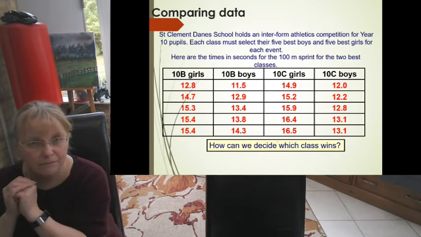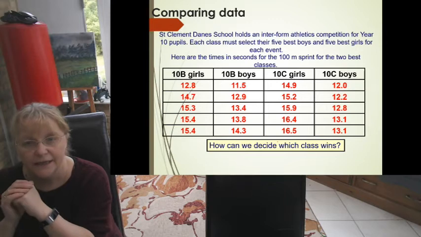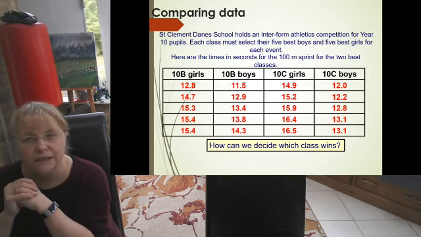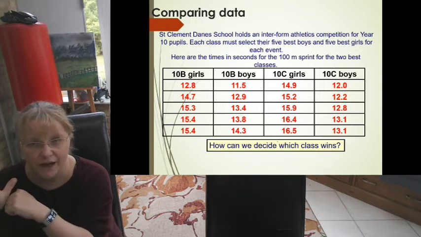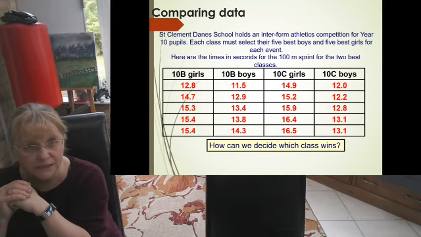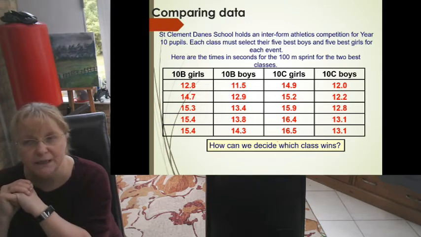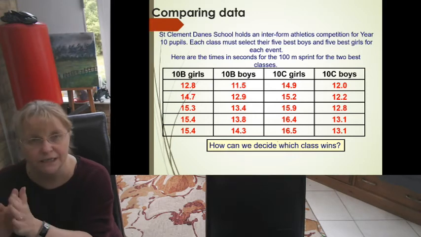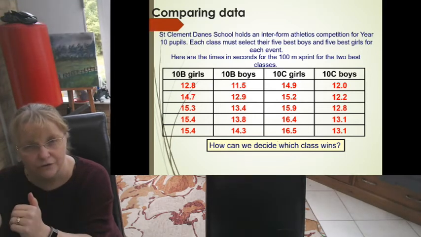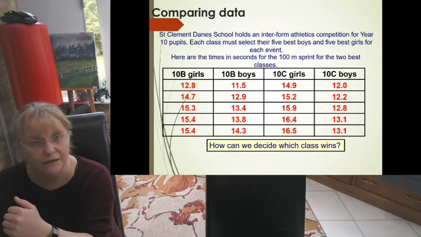Now, just to do comparing data, what I'd like you to do is look at the screen. St Clement's Dance School holds an inter-form athletics competition for Year 10 pupils. Each class must select 5 best boys and 5 best girls for the event. Here are the times in seconds for the 100-meter sprint for the 2 best classes, for boys and girls. So how can we decide which class wins? Using your understanding of averages, look through that data, so pause, have a look through the mean, the mode and the median, and then come back to me.